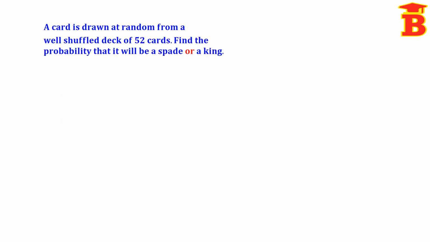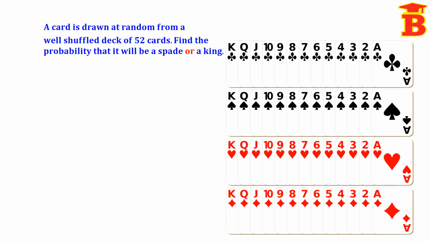Next problem. A card is drawn at random from a well shuffled deck of 52 cards. Find the probability that it will be a spade or a king. Here we have the word or, that means union. So we have to use A union B formula. So in the cards there are 13 spade cards and king, 4 kings, 1, 2, 3, 4. And note that this spade king is common.